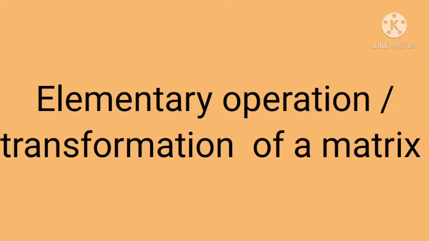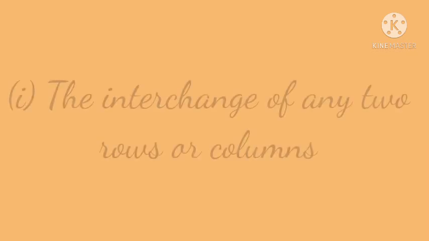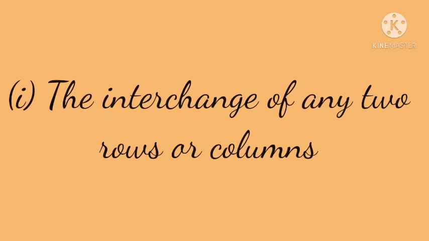Let's see elementary operation or elementary transformation of a matrix. Listen, there are 6 operations or transformations on a matrix, 3 of which are due to rows and 3 due to columns. And these are known as elementary operations or transformations. The first transformation is interchange of any two rows or columns. That means we can interchange rows or columns.